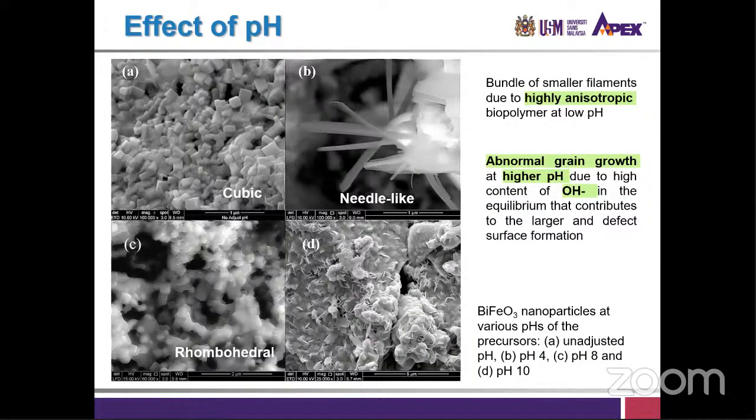And then there will also be an effect of pH for this alginate. You can see that this is for the unadjusted pH, so you will get a cubic structure. When you start to increase to pH 4, it has a needle-like structure.